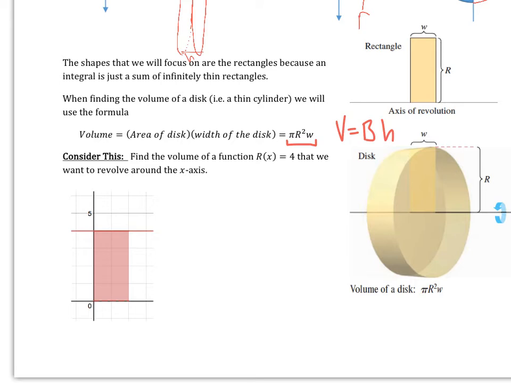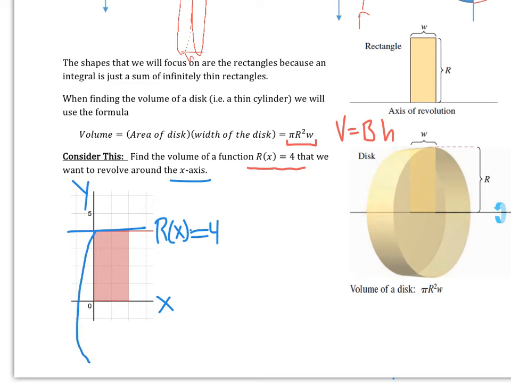So here we have a rectangle, and this is the function r of x equals 4, all right? So r of x equals 4 is a horizontal line. Here we go. R of x equals 4. All right. So that's this line right here. This is the axes. Maybe kind of hard to see. There's the x-axis, there's the y-axis, and we're going to revolve this around the x-axis.